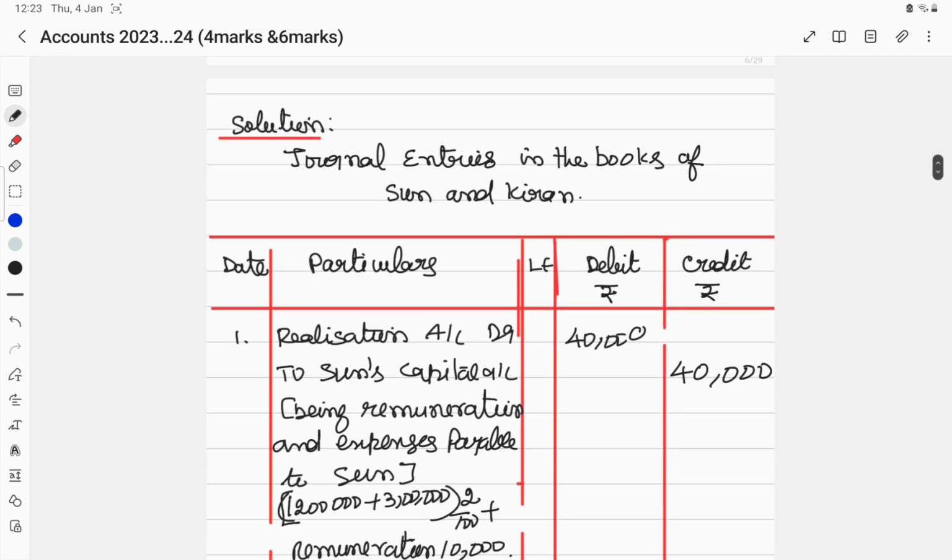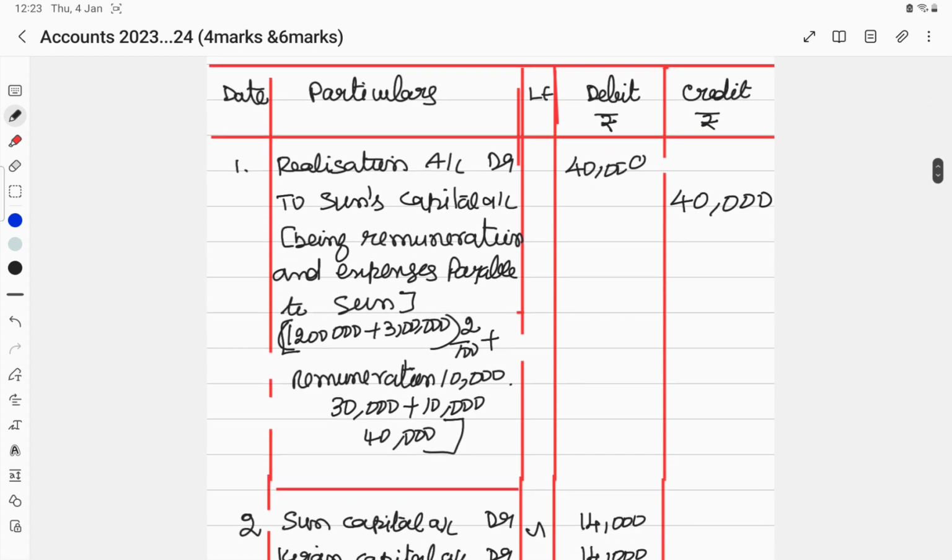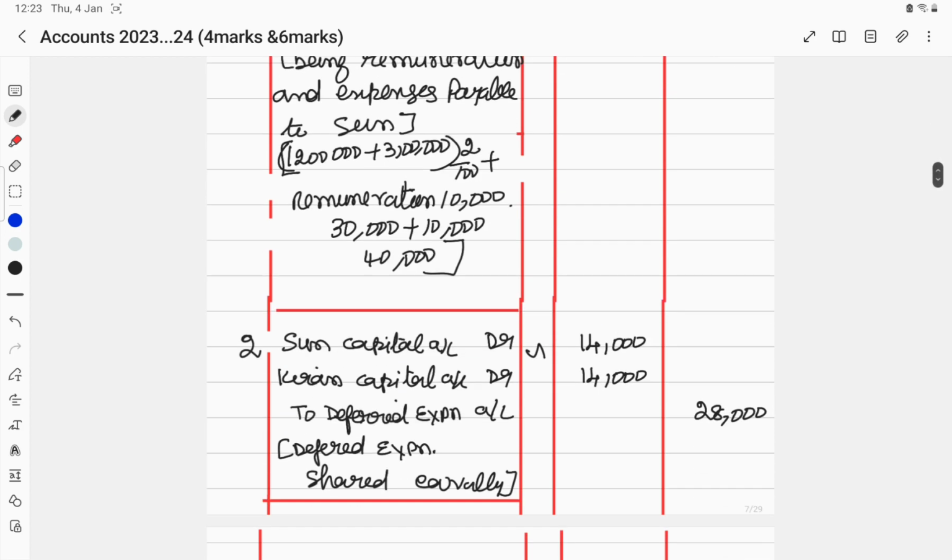Solution. Journal entries in the books of Sun and Kiran. Realization account debit 40,000 to Sun's capital account credit 40,000, being remuneration and expenses payable to Sun. That is, 12 lakhs assets realized plus 3 lakhs, 15 lakhs into 2% plus remuneration 10,000, totally 40,000.